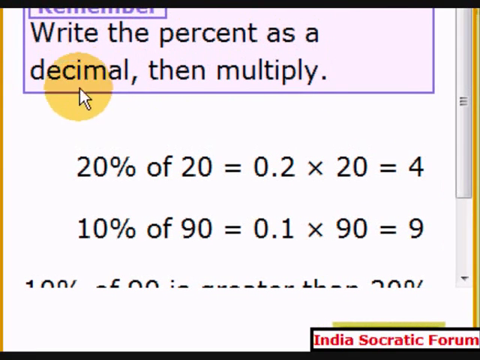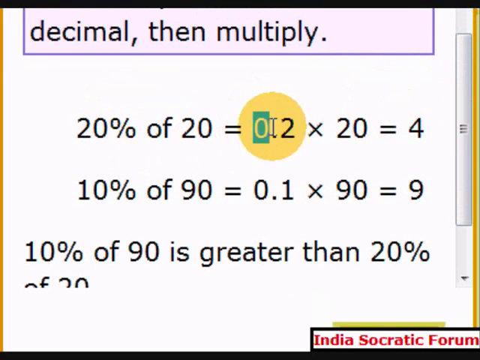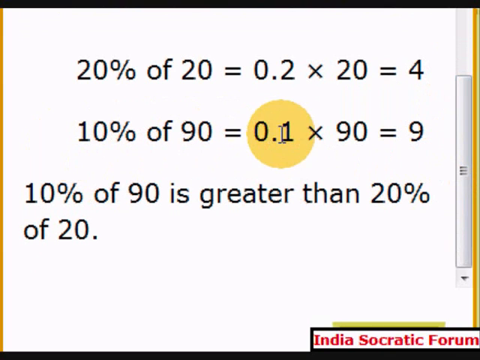Rule: write the percent as a decimal, then multiply. 20% of 20 is 0.2 into 20, that is equal to 4. 10% of 90 is 0.1 into 90, 9. So which one is big, 9 or 4? 9. So 10% of 90 is greater than 20% of 20.